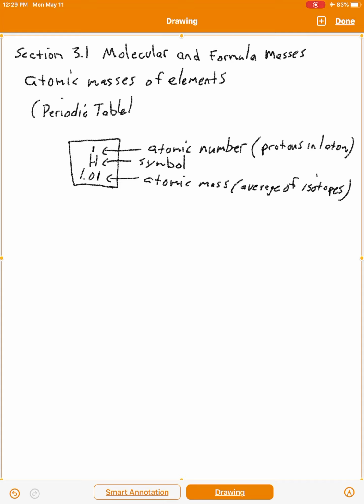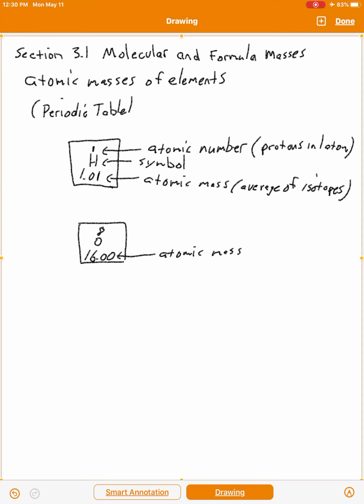Okay, so let's take, for example, another element. I'm going to pick oxygen. Element number 8 is oxygen. Its atomic mass is 16. So again, that's the atomic mass. That's what we're talking about here. So really what we're claiming then is that on average, one hydrogen atom weighs 1.01.